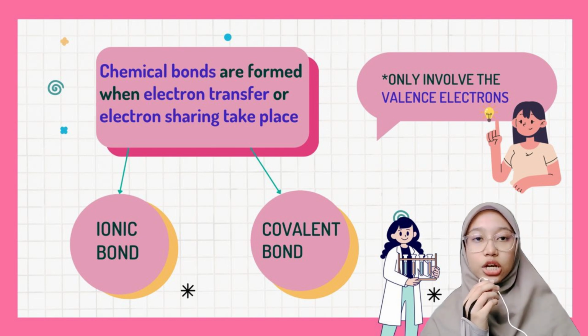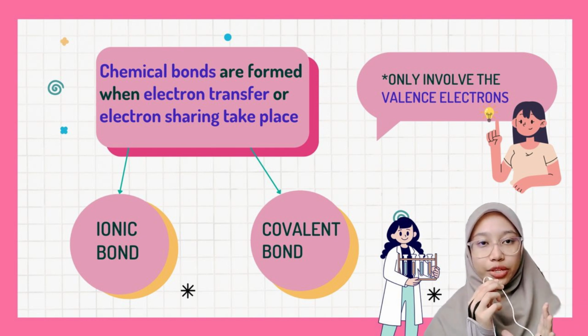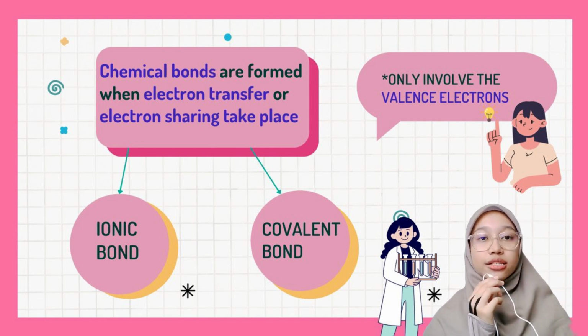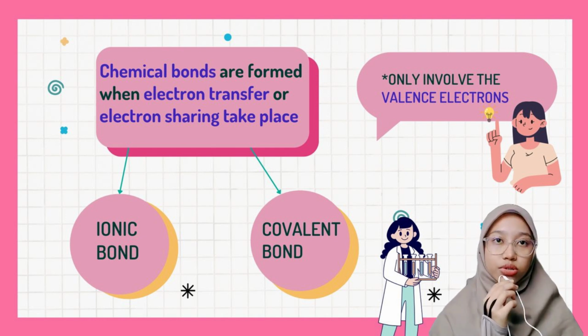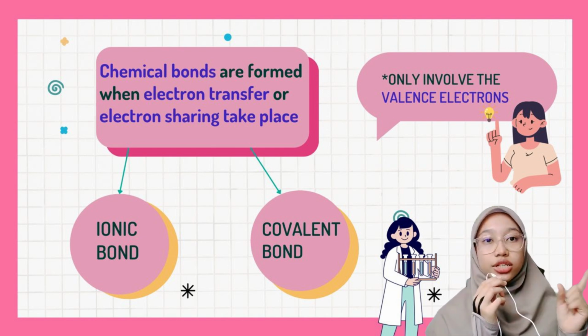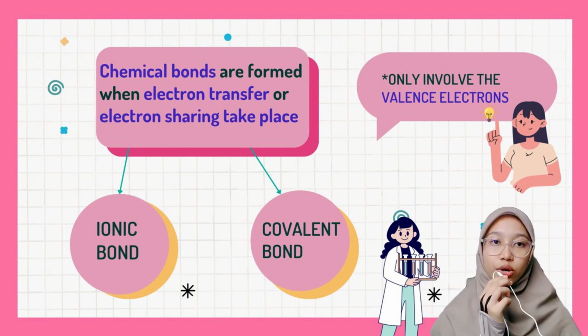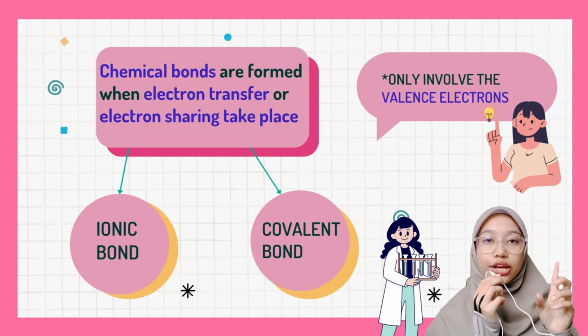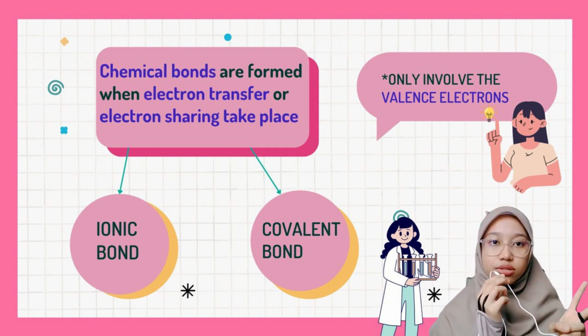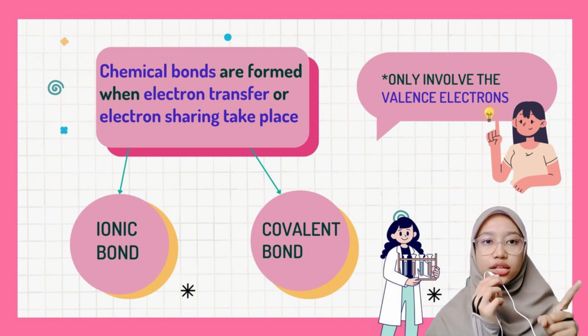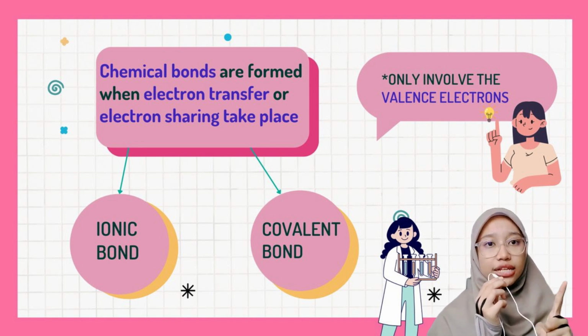So, what is the term for what I explained before? We call it chemical bonds. Chemical bonds are formed when electron transfer or electron sharing takes place. These chemical bonds have two types, which are ionic bonds and covalent bonds. Chemical bonds only involve the valence electrons.